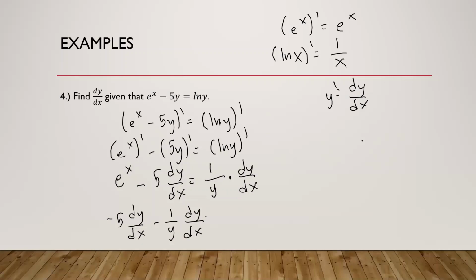Okay? So, dito naman po, ang gagawin natin is, ipagsasama na natin ang mga dy over dx. Kaya bakit natin ginawang negative si 1 over y dy over dx? Kasi nilipat siya sa kabilang side. At positive siya nung sa right side siya. Tapos yung e to the x natin, since positive siya sa left side, magiging negative na siya dahil nilipat na siya sa right side. Okay, so the common factor is dy over dx times negative 5 minus 1 over y.